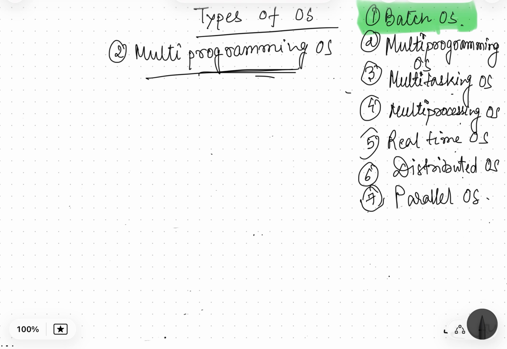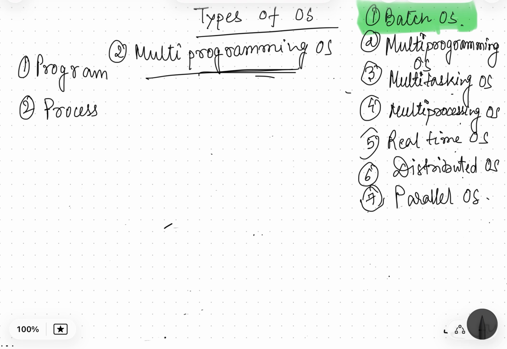Now before I start teaching you multiprogramming OS, I want you to learn some very important terms that you will come across many times while learning OS. The first term is program, the second term is process. First we need to learn these two things. So what is a program?